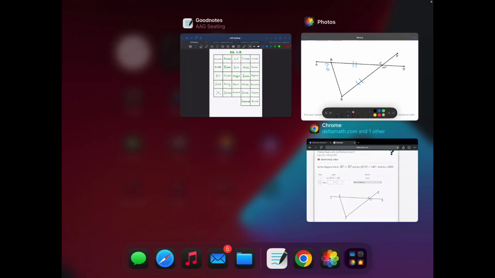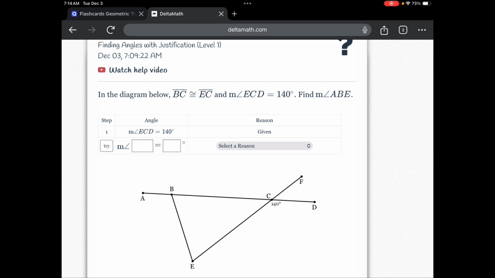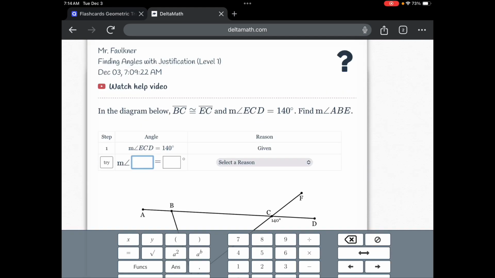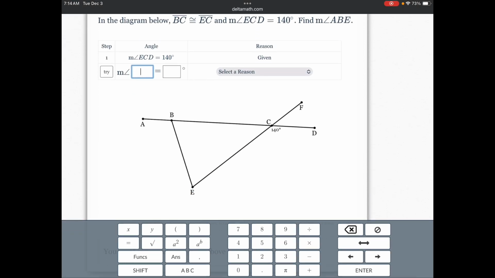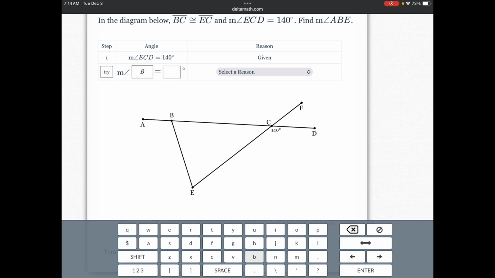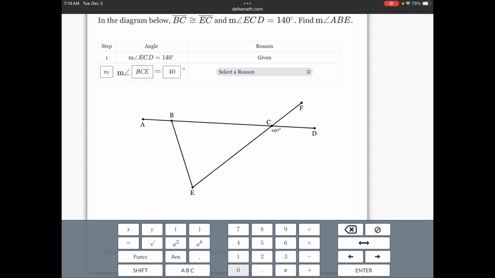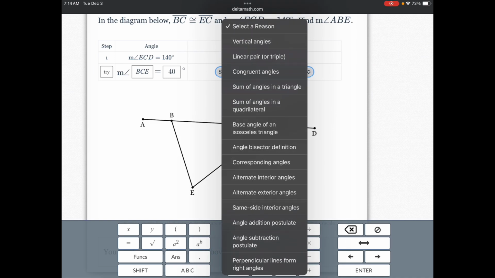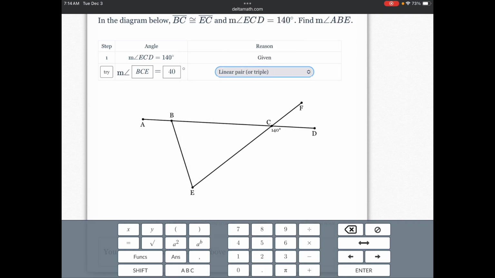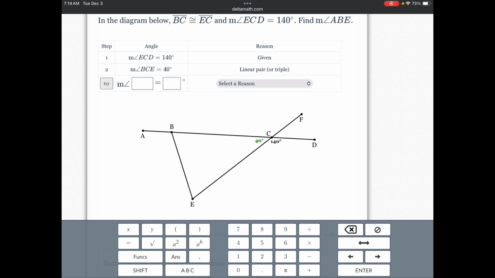All right, so I'm going to head over to my actual proof, and I'm going to start to type in my commands. I'm going to say that angle BCE, I have to use 3 letters here, right? BCE, and that's going to be 40 degrees. And now I have to select my proper reason. Remember, that was a linear pair. If you look, we have all these choices going down the list here, but I'm going to go with the second one down, linear pair. Now, I'm not going to click anything except the try button on the left, and as you can see, it went through, and they labeled my new angle 40 degrees.